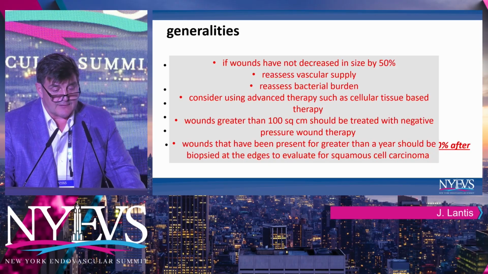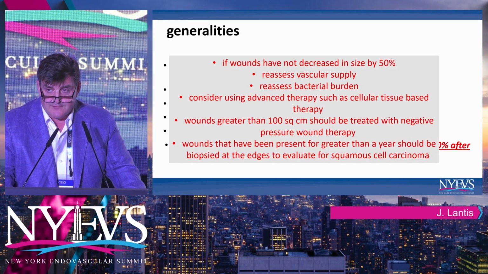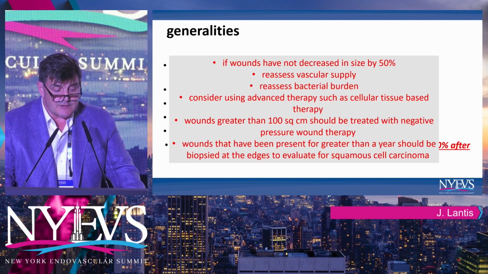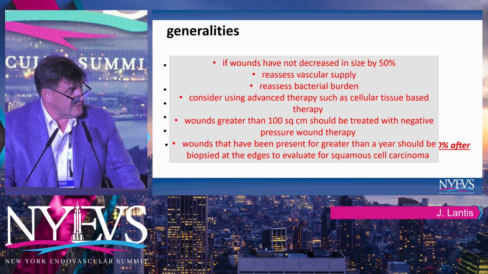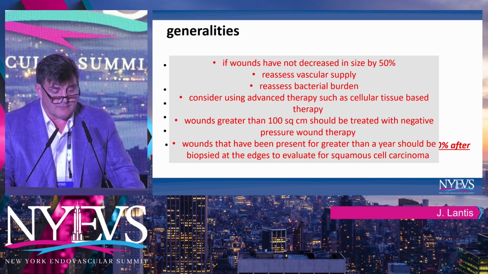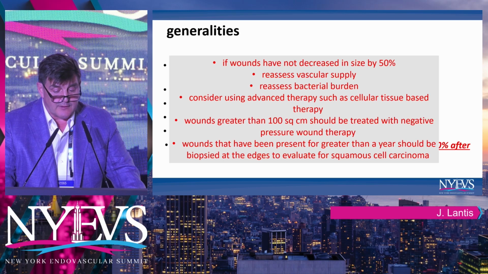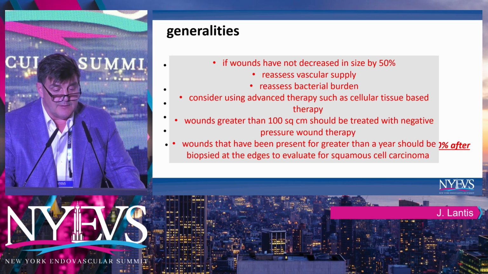You need to reassess the bacterial burden. Only if everything is good, and they haven't decreased, is that the time that you would start to use advanced cellular tissue-based therapies. Wounds that are greater than 100 square centimeters in general, it makes good sense, especially if vascularized appropriately, to use negative pressure wound therapy. And wounds that have been present for greater than 1 year need to be biopsied.